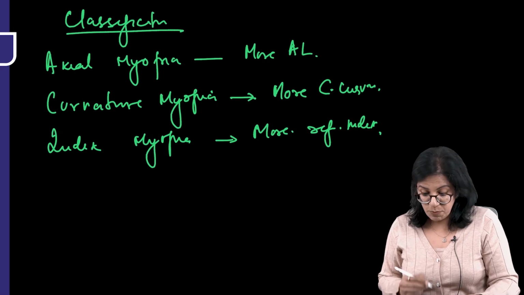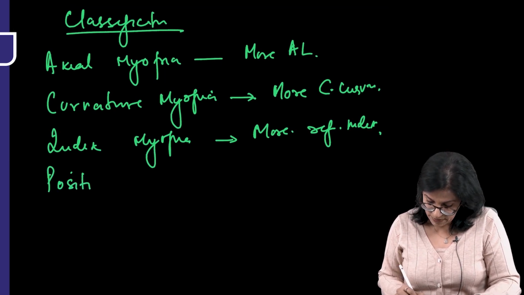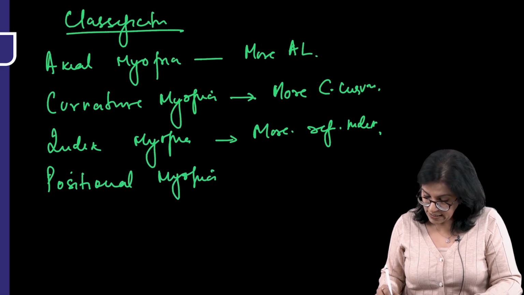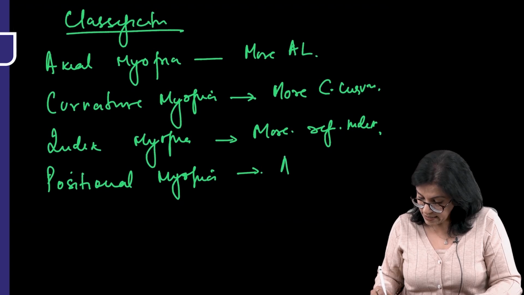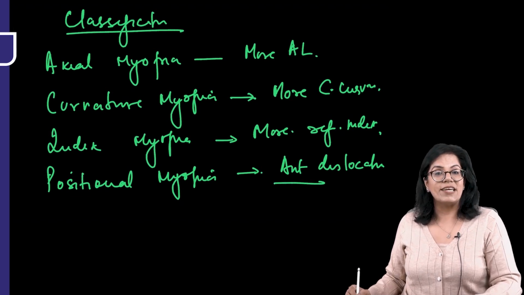Fourth one, positional myopia. Positional myopia means any dislocation of the lens, anterior dislocation, can lead to more power. These are the classifications of myopia.